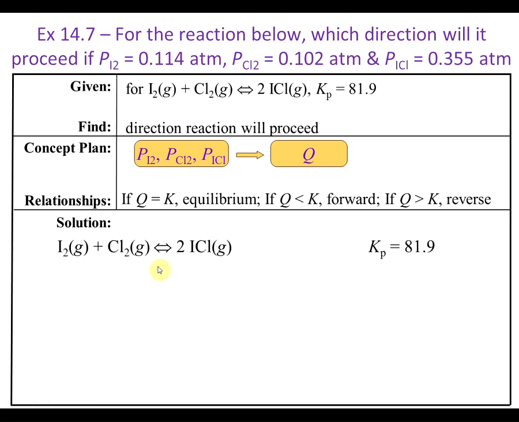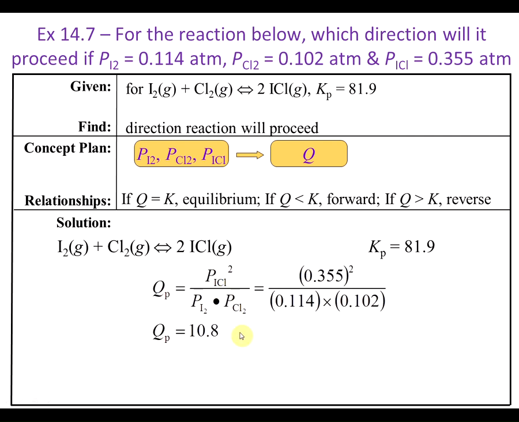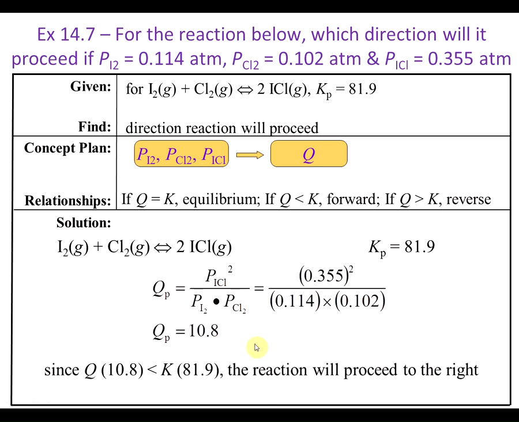So if our reaction is shown here, our Q is simply our products over reactants. We substitute in those concentrations and we find that the Q value is 10.18, which is less than the K, the equilibrium constant. Since the Q is smaller than the K, the Q has got to increase to be like the K, so the reaction has got to proceed to the right.